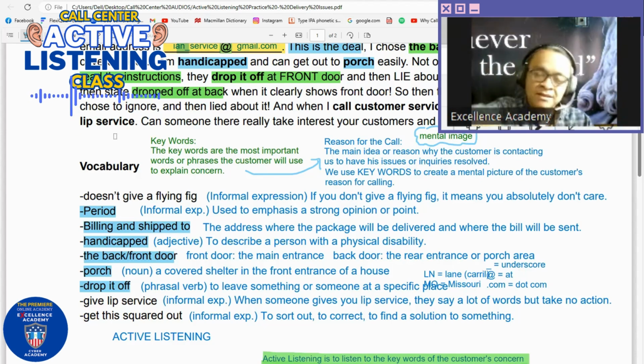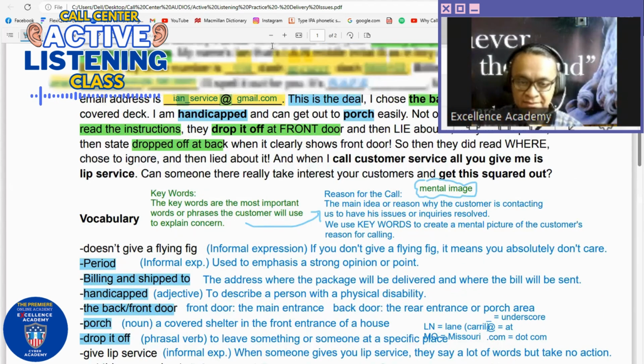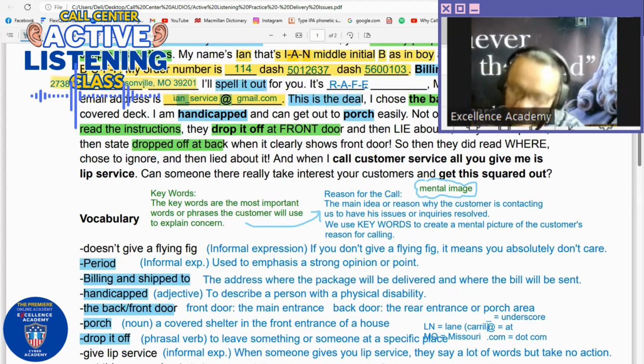Drop off. The opposite of drop off is pick up. She picks up my son at 3. So she drops off my son and then she picks up my son. You understand? So here's drop off. That means they leave. And then they lie about it. So they drop it off at the front door and then they lie about it.